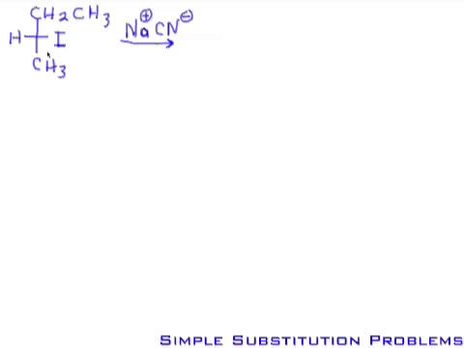I have sec-butyl iodide. What kind of alkyl halide do I have? I have a secondary. Secondaries can go either SN1 or SN2. So now I look at the nucleophile, sodium cyanide. Is it a strong or weak nucleophile? Well, hopefully you've memorized your trends in nucleophilic strength, and you know cyanide is a very powerful nucleophile. And hence, strong nucleophiles on secondary favor SN2. So this is going to go SN2.